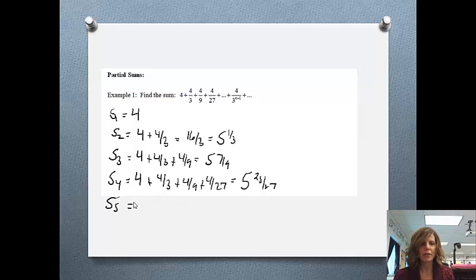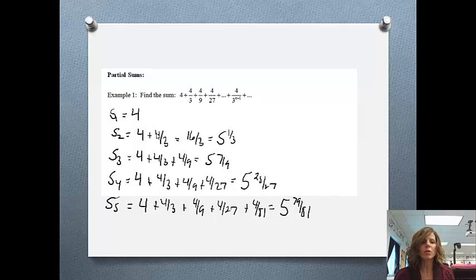And then we'll do this just one more time here. If I added the fifth one, we'd get 4 plus 4/3 plus 4/9 plus 4/27, plus the next one would be 4 over 81, if you could figure out each time the denominator was being multiplied by 3. And when we did that, we'd get 5 79/81.